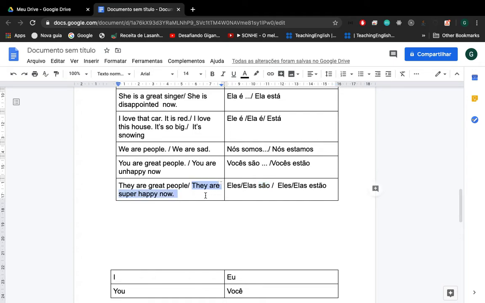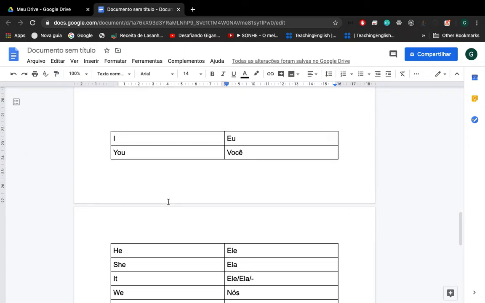If I say they are super happy now, something that's temporary, it's going to be translated as estão. So if it's male or male and female together, eles estão. If it's female, elas estão. Okay?